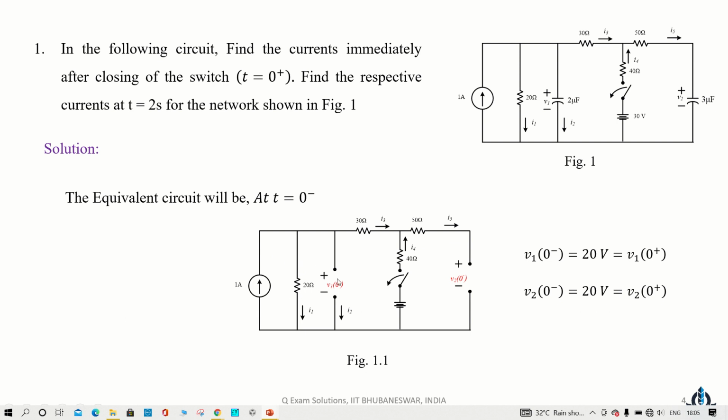So the voltage across this branch is current into resistance, meaning 20 into 1 becomes 20 volt. And this is parallel to this branch, meaning 20 volt, and this is also parallel to this branch. Meaning V1 and V2 both are 20 volt.